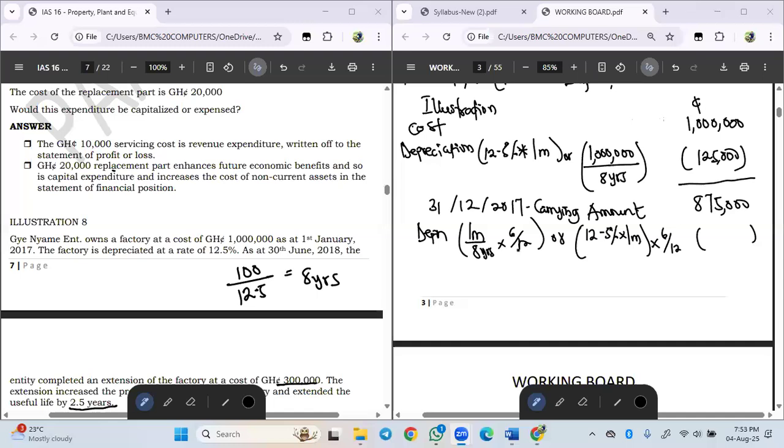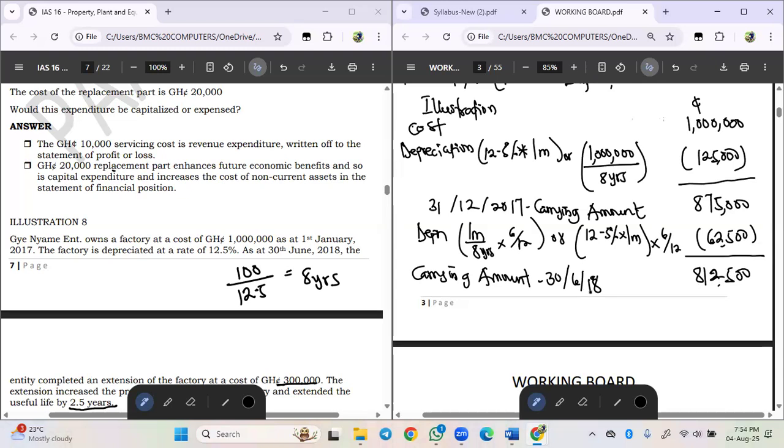62,500. Yeah, confirm. 62,500. Okay. So the carrying amount as at the 30th June 2018 was, subtract it for me, 875 minus 62,500. 812,500.